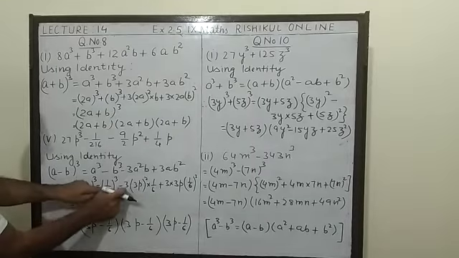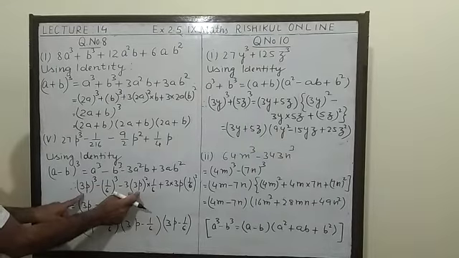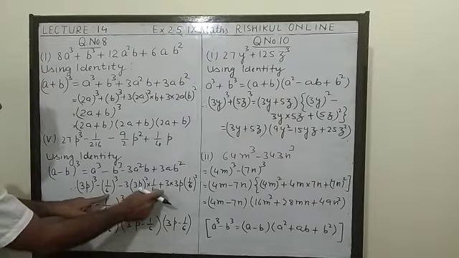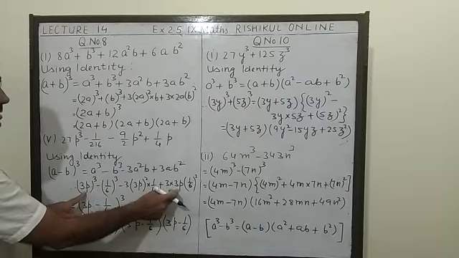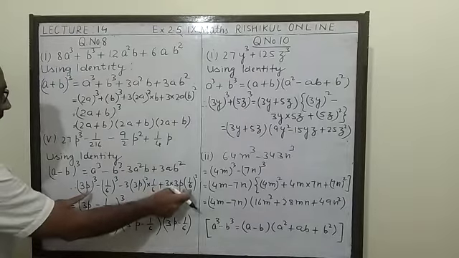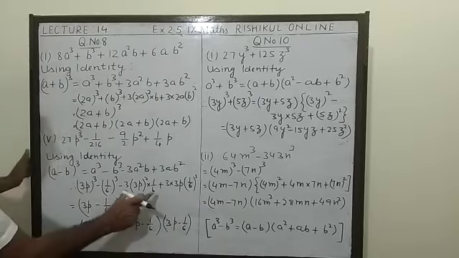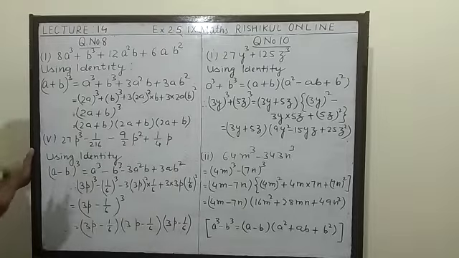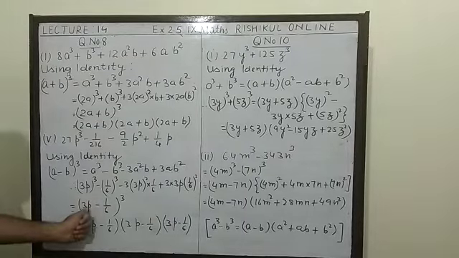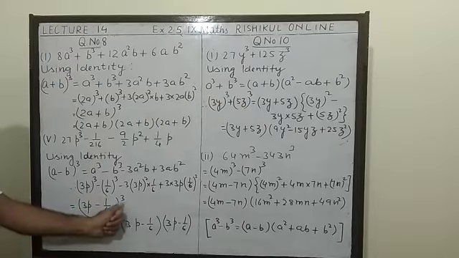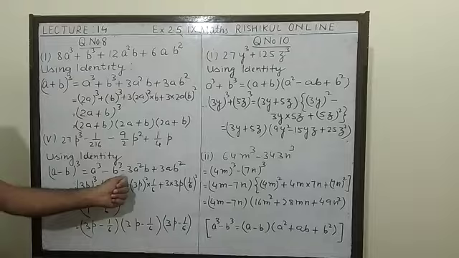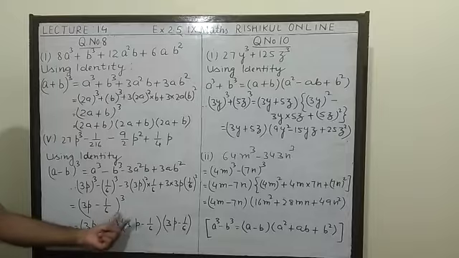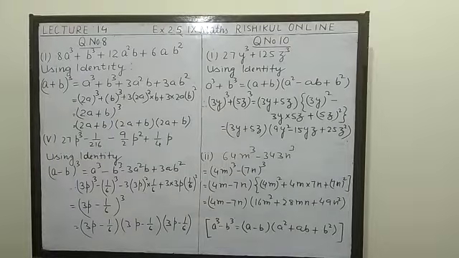Same, minus 3, in place of a, (3p) whole square into b means 1 upon 6, plus 3, a means 3p, then b square, b means (1 upon 6) whole square. If you solve it, you will get this. And then you can write this (a minus b) whole cube. It is clear? Because this you can write (a minus b) whole cube, and this you can write 3 times.